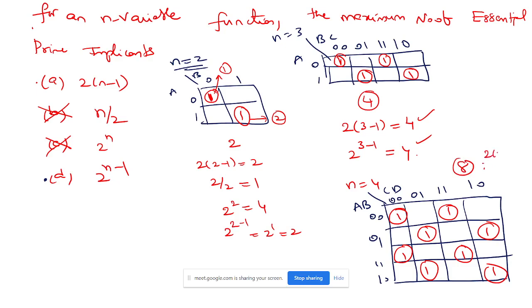So if I put 2 into 4 minus 1 is 6. So option C is ruled out. Option A is ruled out. Obviously 2 power 4 minus 1 is 2 power 3, that is equal to 8. So option D is the right answer.